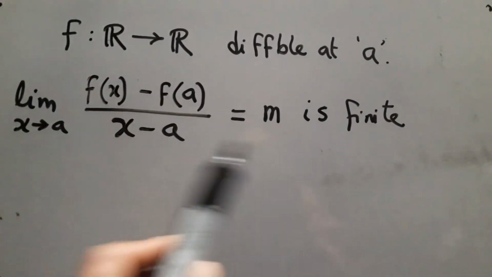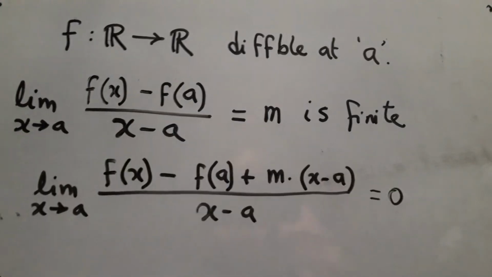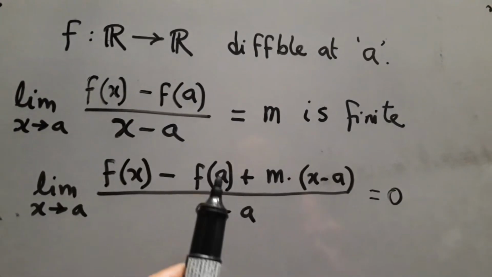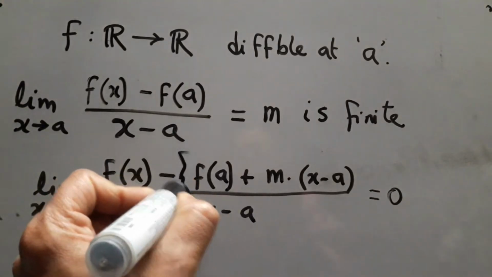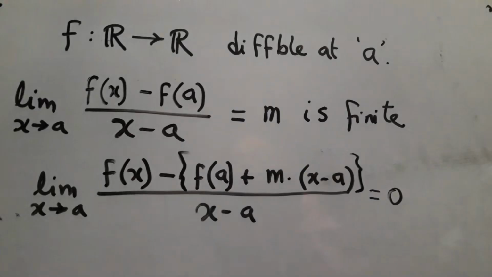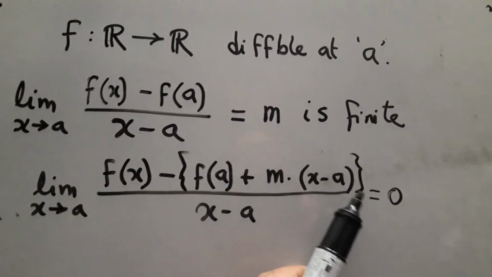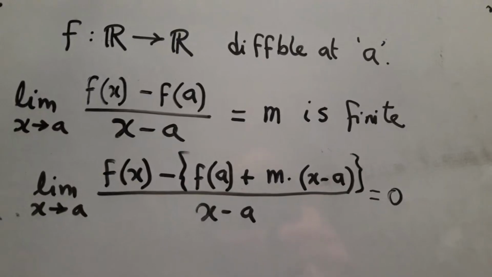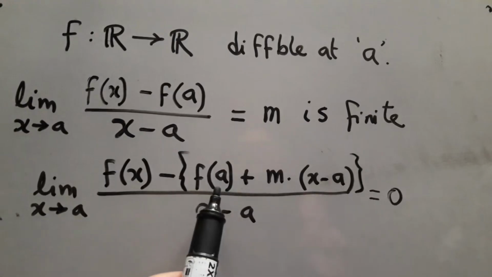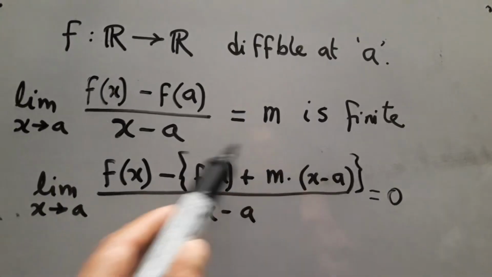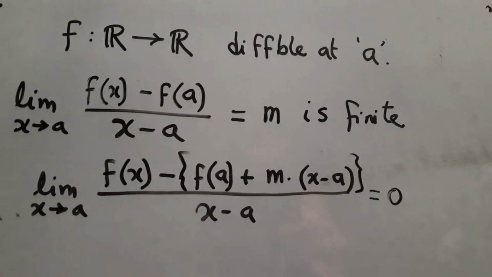Now just turning things around, we can write it as limit of fx minus, within braces, fa plus m times x minus a, the whole thing divided by x minus a, is 0, and we have already discussed the geometric significance of that. This is the equation of a straight line passing through the point a comma fa having slope m, and this says that this straight line approximates this function very nicely at the point x equal to a.